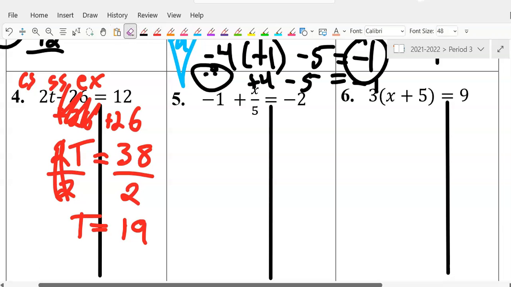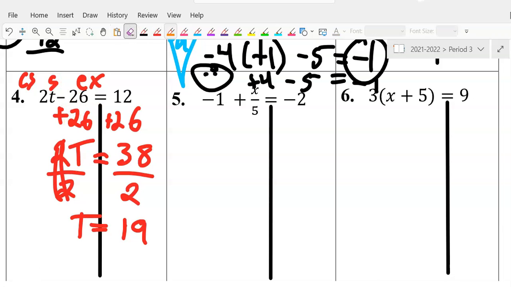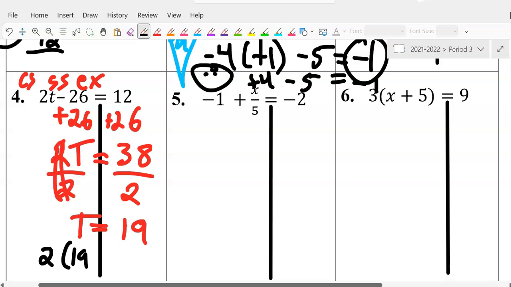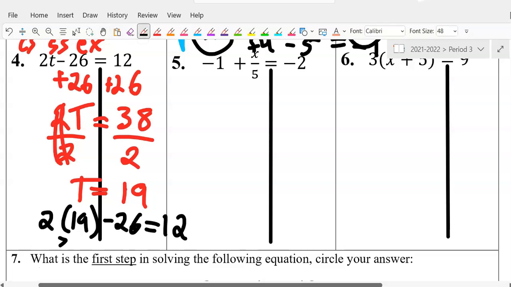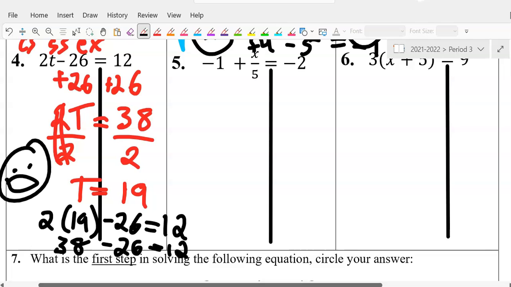Okay, now we should test it, right? You know how? 2 times 19 minus 26 equals 12. Let's see if that's true. 2 times 19 is 38 minus 26. Is that 12? Yes. That's exciting. All right, let's hear it for the Gremlins in New Jersey.